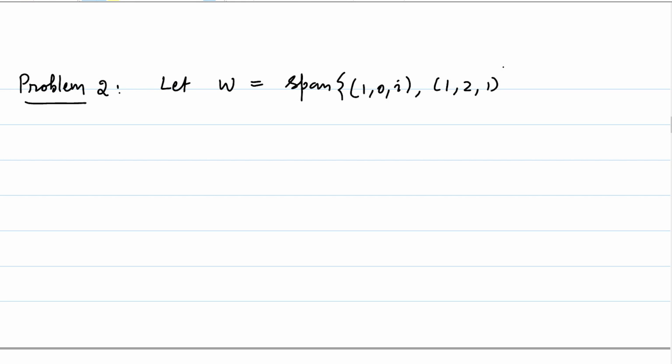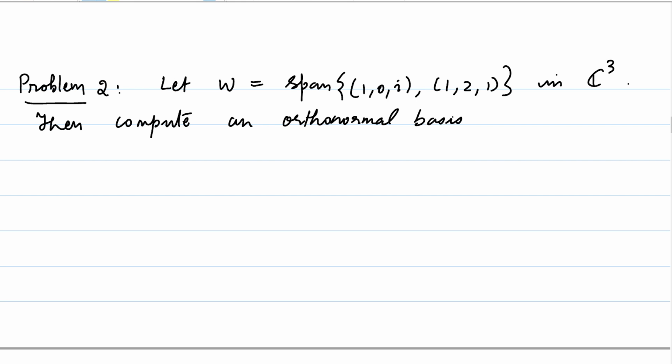So the next problem deals with computing an orthonormal basis of the orthogonal complement of a given subspace. Let W be equal to the span of (1, 0, i) and (1, 2, 1) in C3. Then compute an orthonormal basis of the orthogonal complement of W.